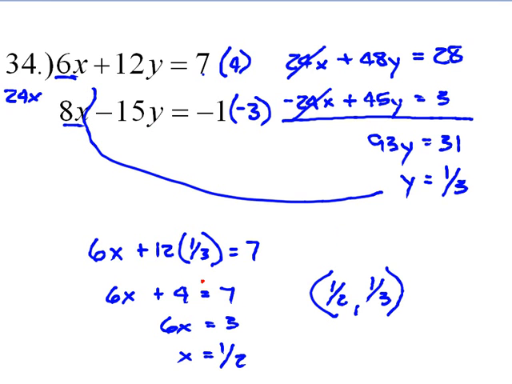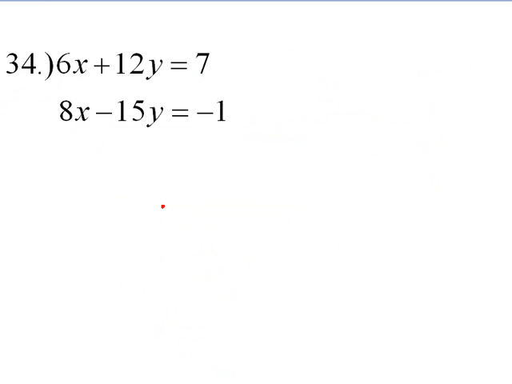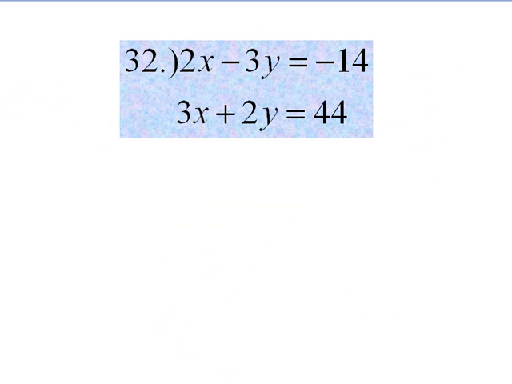So here's another method. Okay, I'm going to give you another one and let you try it. Alright, find the common multiple. Multiply each equation by a constant so that one of the variables drops out. Doesn't matter whether you do the x's or the y's. It doesn't matter.